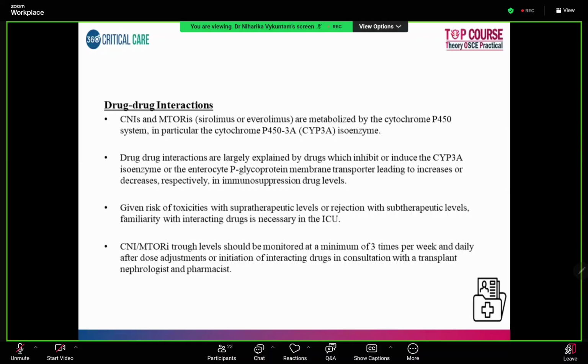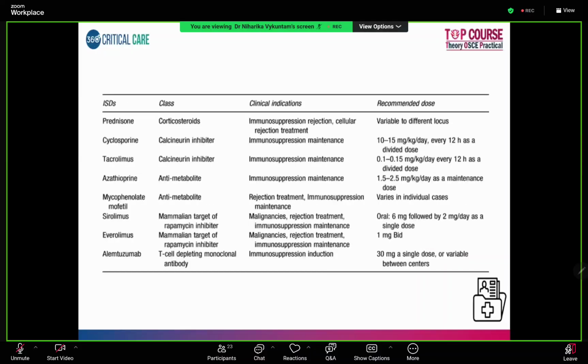So it is better to measure the trough levels. For the CNIs and rapamycin inhibitors, you should monitor the trough levels. Ideally, it should be at least 3 times per week. And you have to measure it daily after you do some dose adjustment or if you are initiating any other drugs, like any other CYP3A inhibitors or inducers. So trough levels are very important.